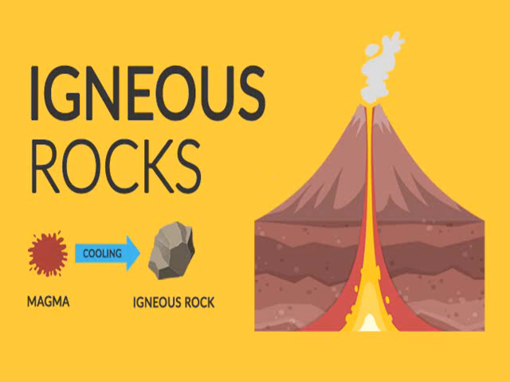This slide simply shows the formation of igneous rocks. This is a volcano eruption. When the magma comes out of the earth's interior and reaches the surface as lava, it cools down and forms igneous rock. The molten material inside the earth is called magma, and when it reaches the earth's surface it is called lava. After thousands of years, it solidifies as igneous rock.